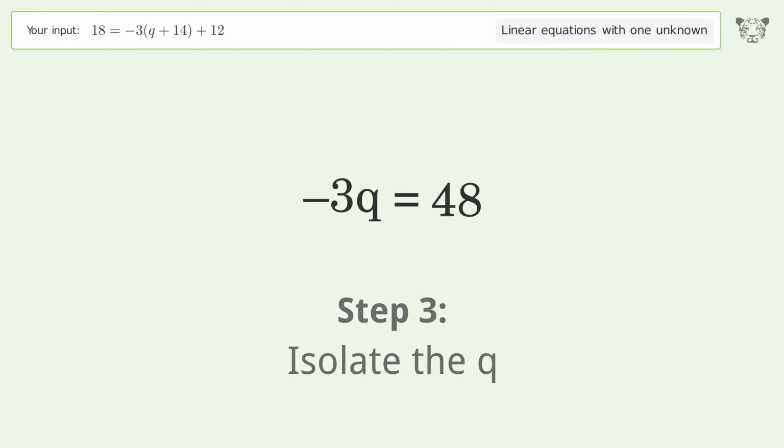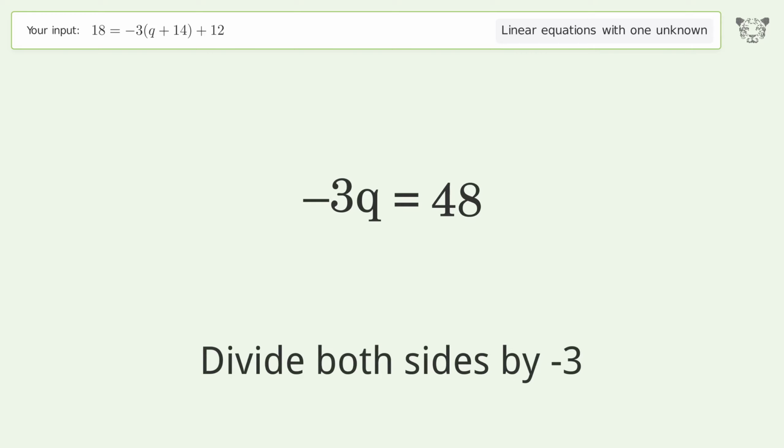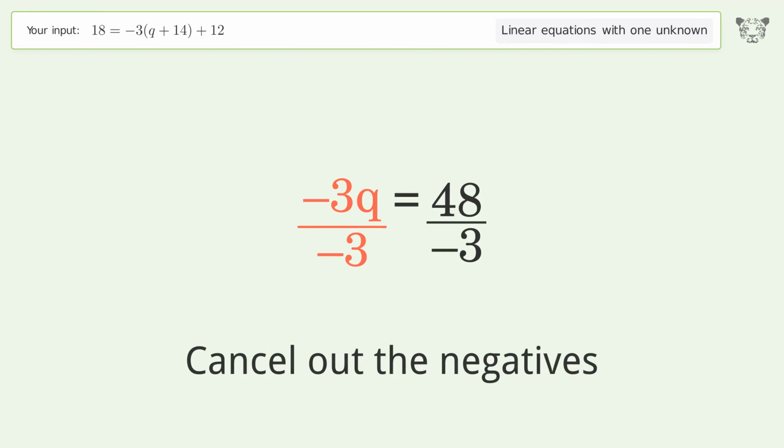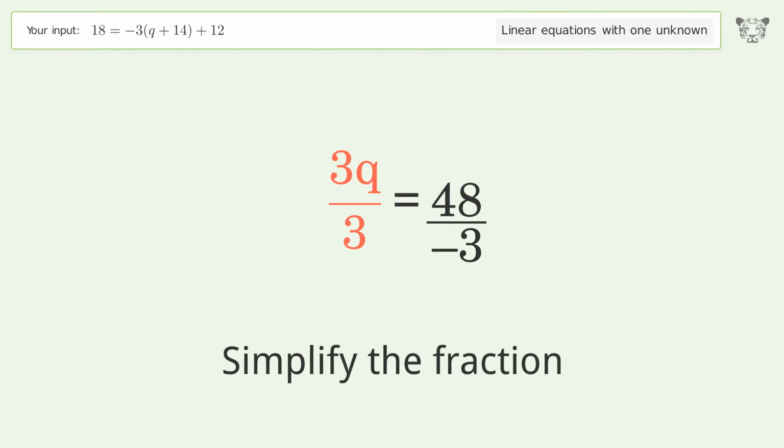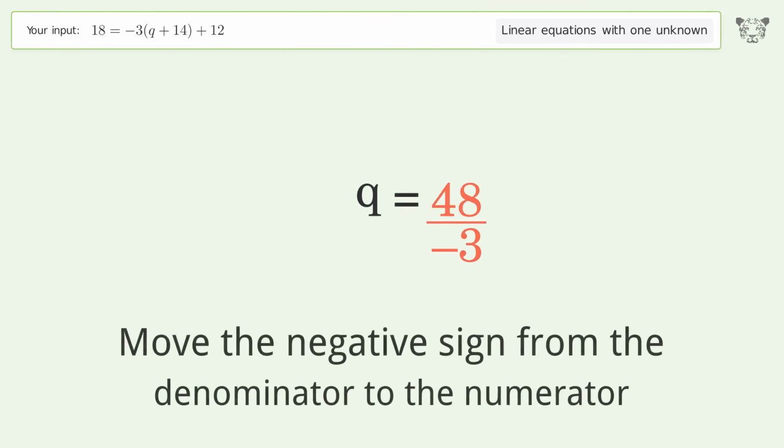Isolate the q. Divide both sides by -3. Cancel out the negatives. Simplify the fraction. Move the negative sign from the denominator to the numerator.